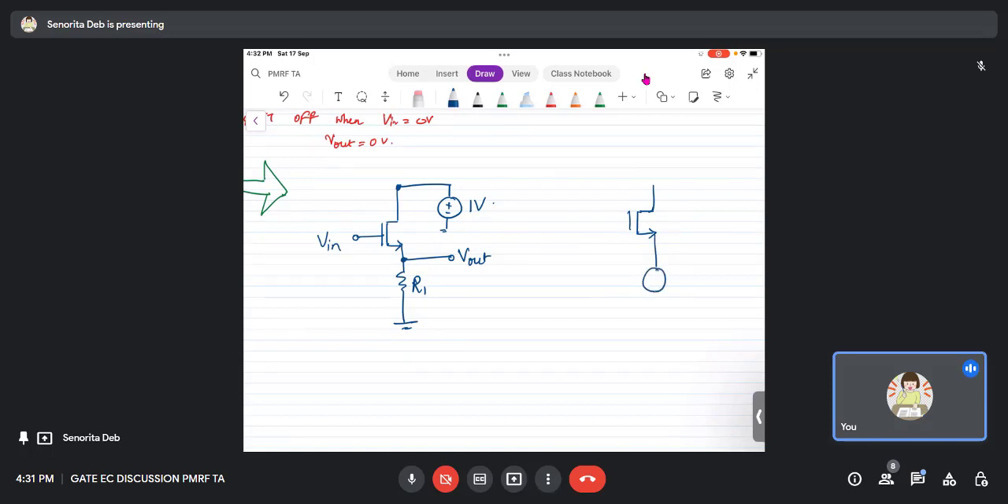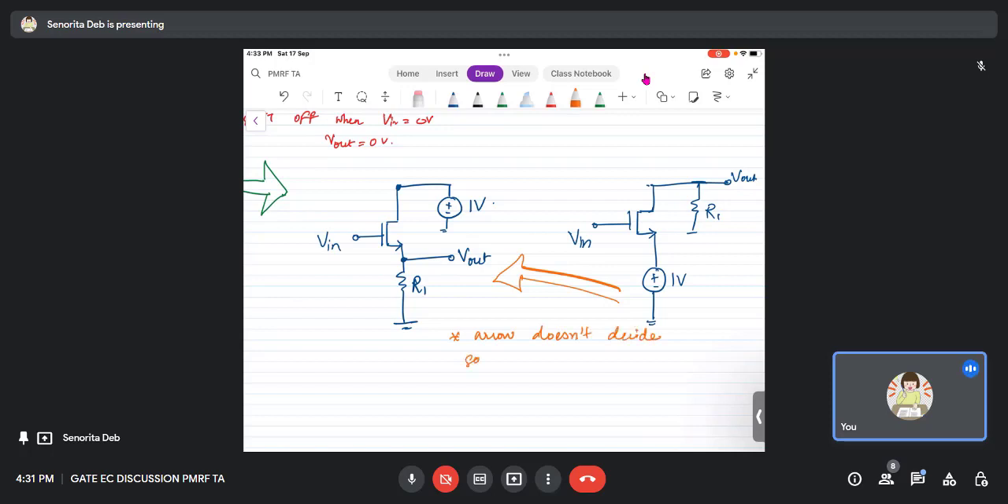But the earlier structure that was given was this, and if you see, this is the same structure. It is the same structure. Why? Because we cannot decide source and drain with the arrow. The arrow does not decide source and drain.